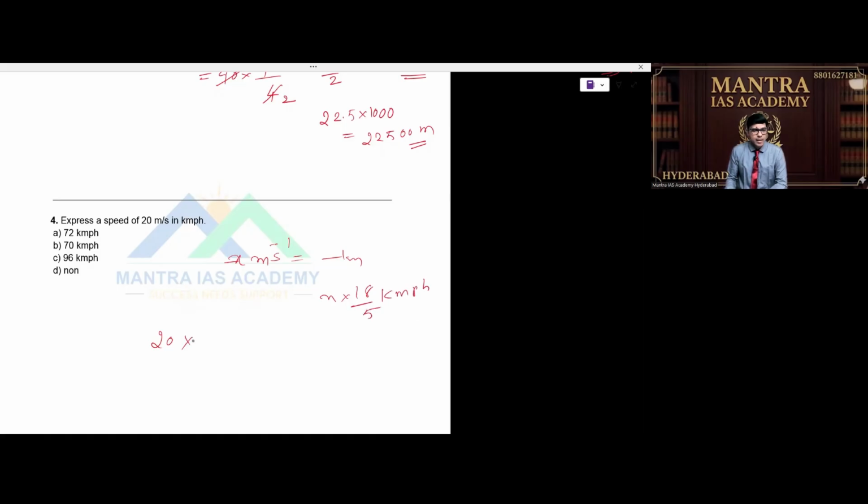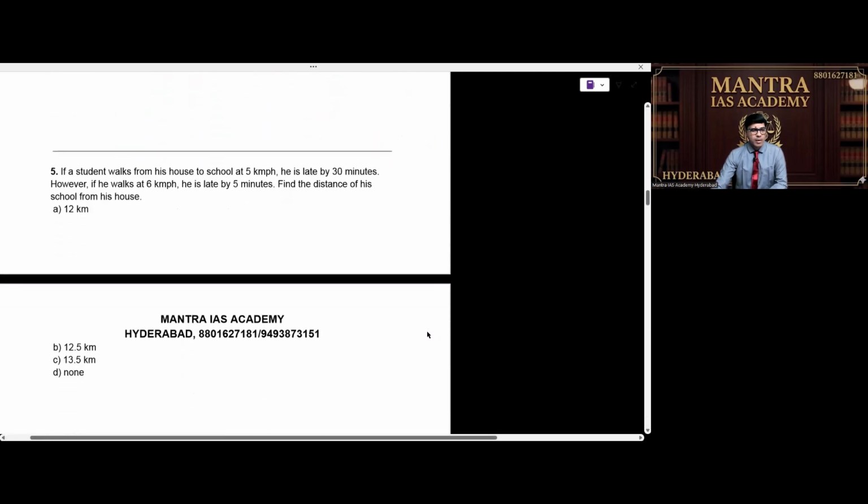The same thing here, 20 into 18 by 5. So 18 by 5 is nothing but, here, 5 ones are 5, 5 fours are 20. What is the value here? 18 fours are 72 kilometers per hour. That we have in option A. Then go to question number 5.